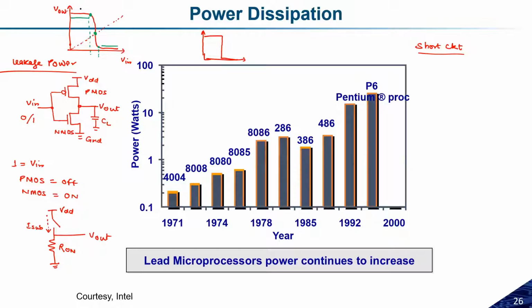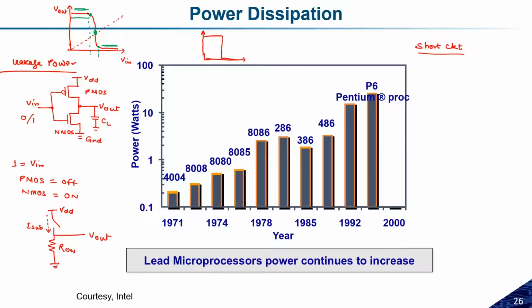If you see this region, I will tell you in detail. In this region, one of the transistors will be in cutoff, and one of the transistors will be in the linear region. In the other region, the second one will be in cutoff, and the other one will be in the linear region. But in this region, both the transistors are in saturation, and during saturation there is some current flow through the devices, so there will be a direct path between VDD and ground.